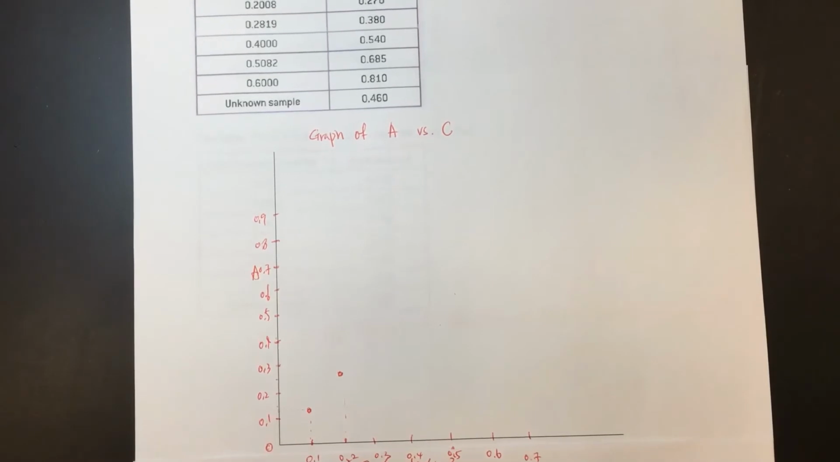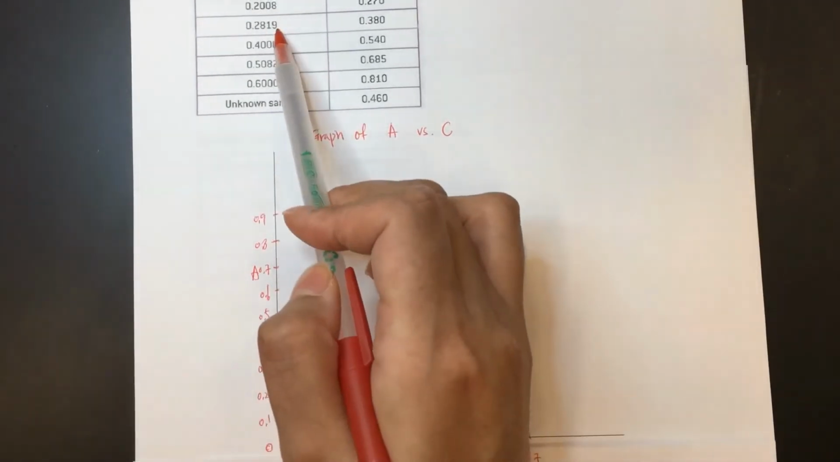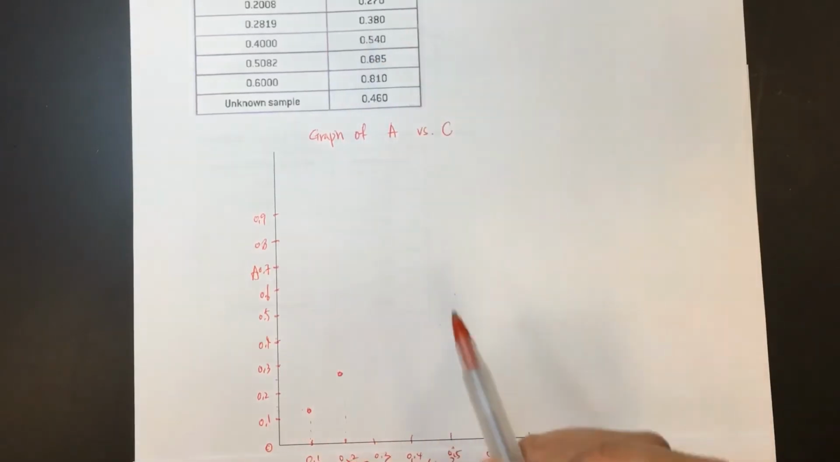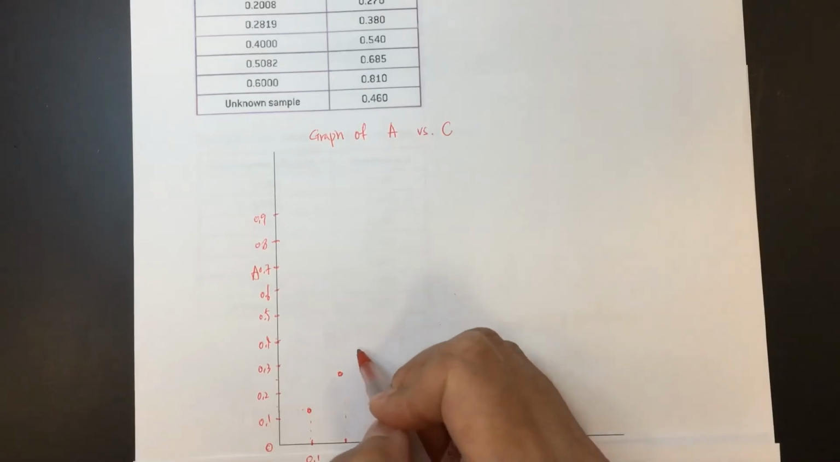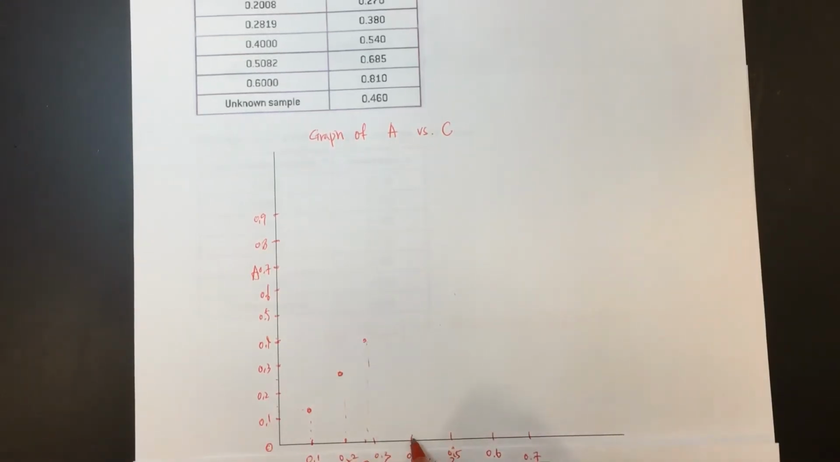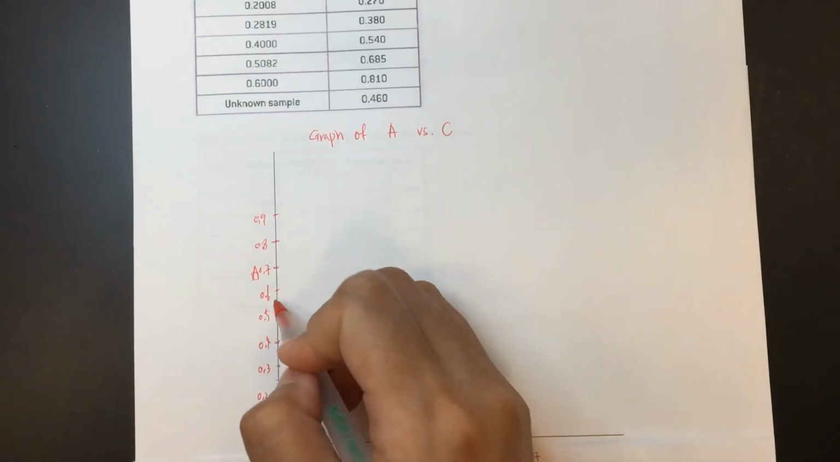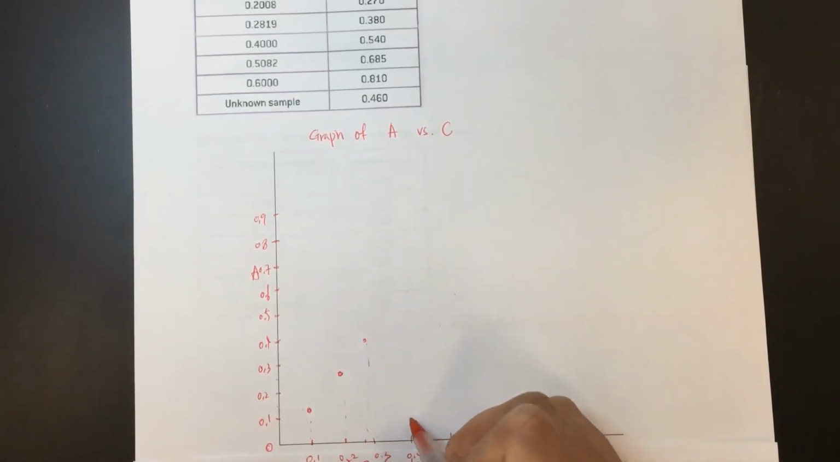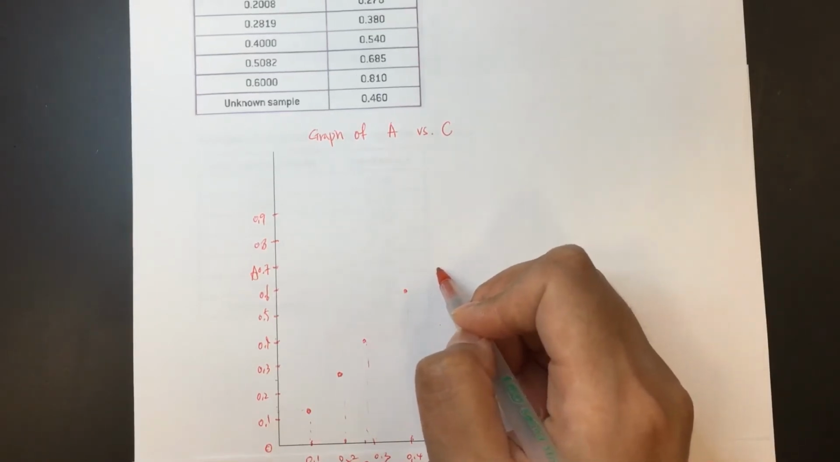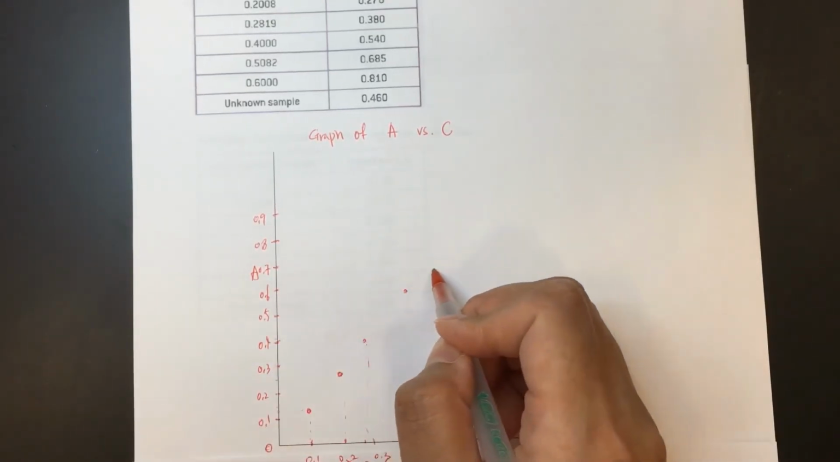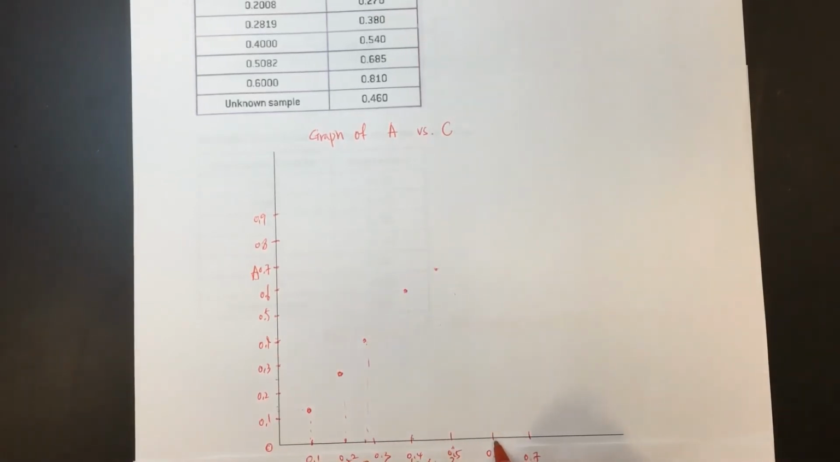The third coordinate point is 0.3 and 0.38. So I'm going to say the 0.3 is around here, and 0.38 is around this point. Same thing with the 0.4 and 0.54, and 0.5 with the 0.68, and 0.6 with the 0.8.